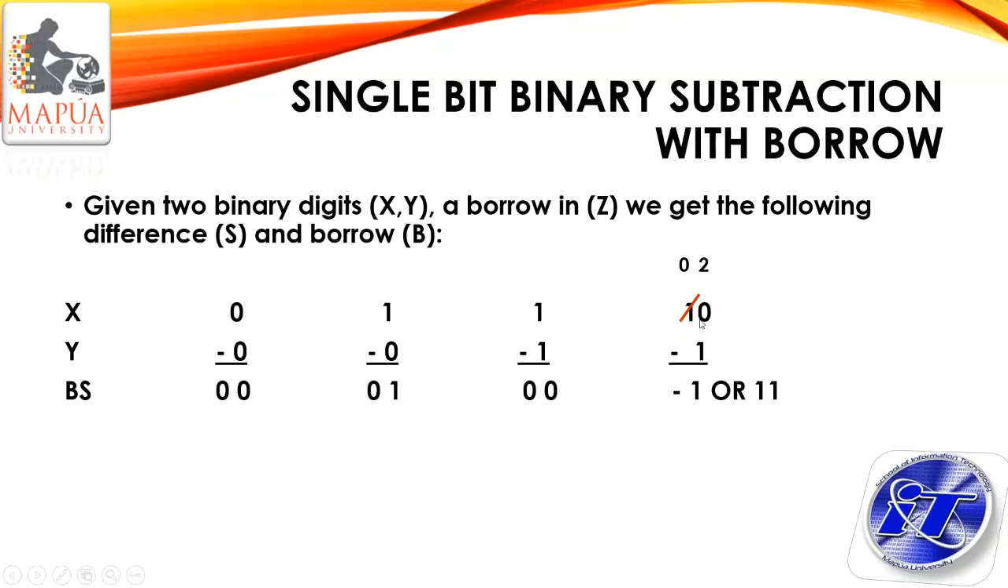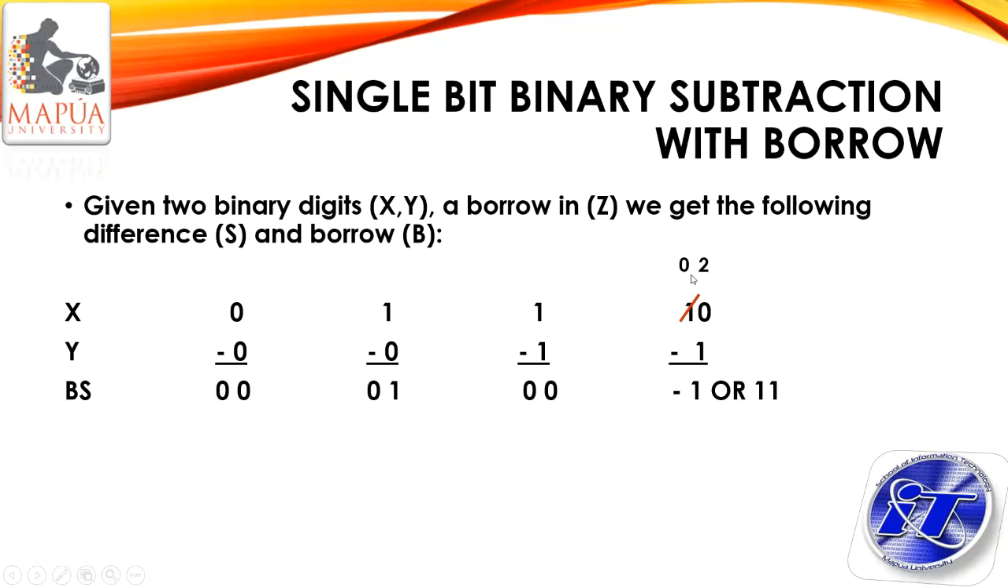So first position is 1, the weight is 1. Second position is 2. So the second position is twice as big as the first position. So therefore, when we transfer one value from left to right, we multiply it by 2. So that's why borrow 1 will become 2 from left to right. Okay? So 2 minus 1, 1.